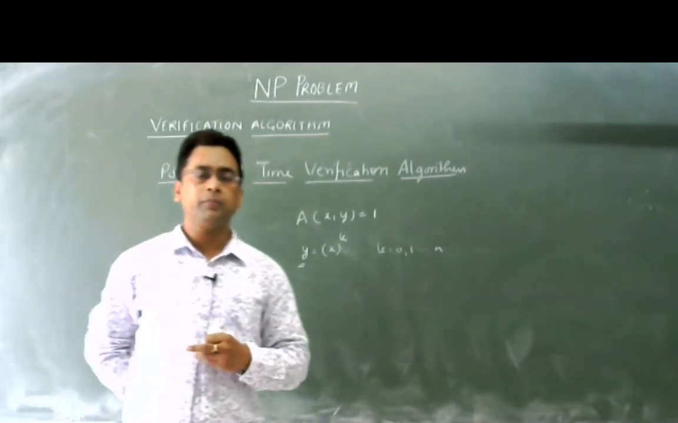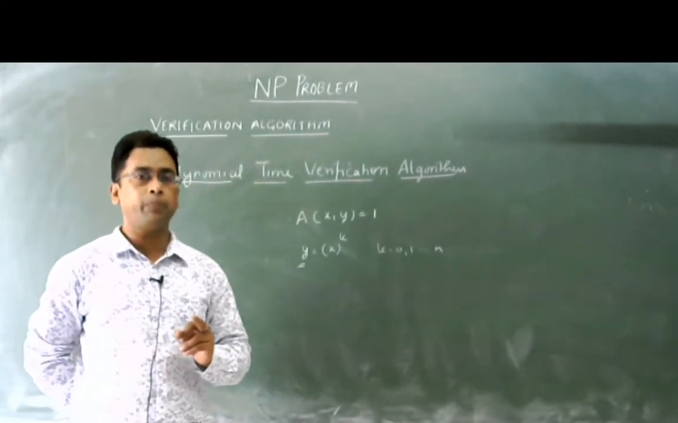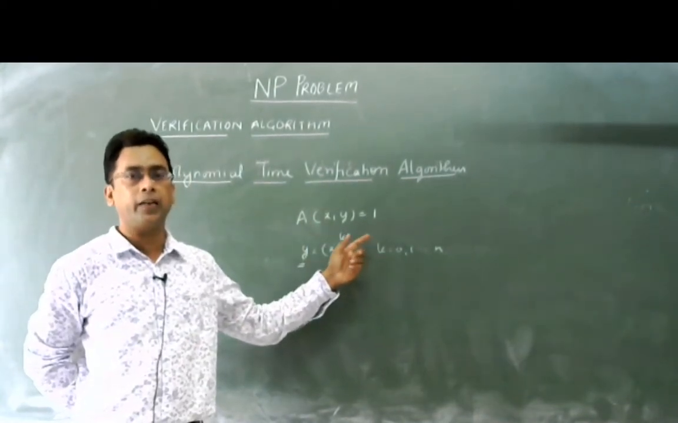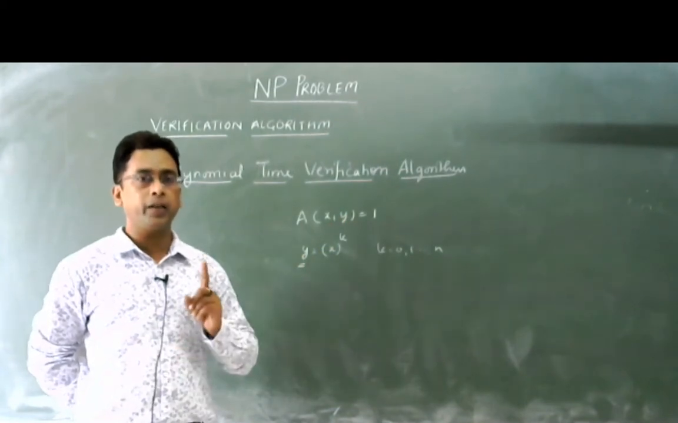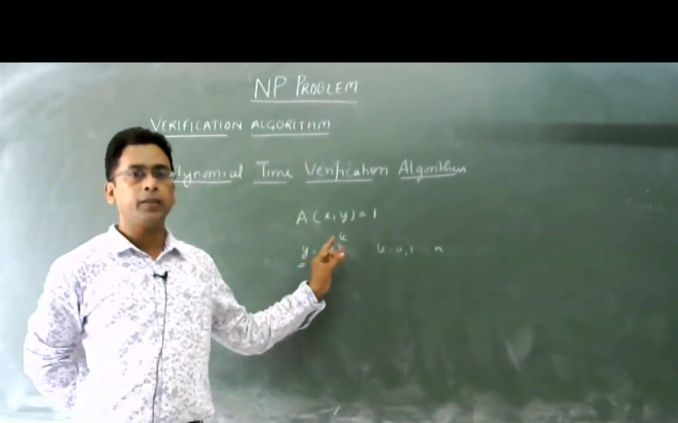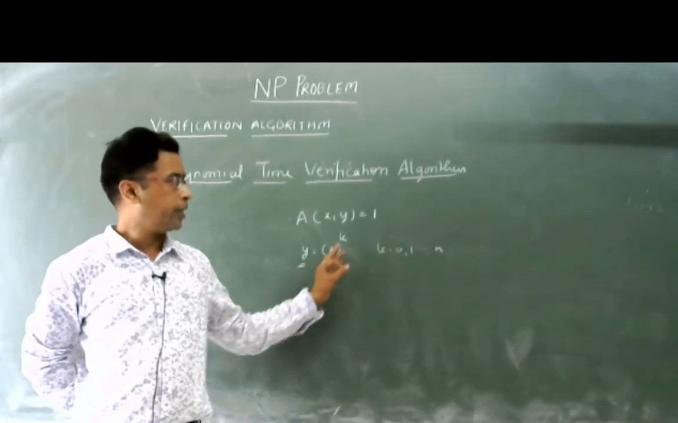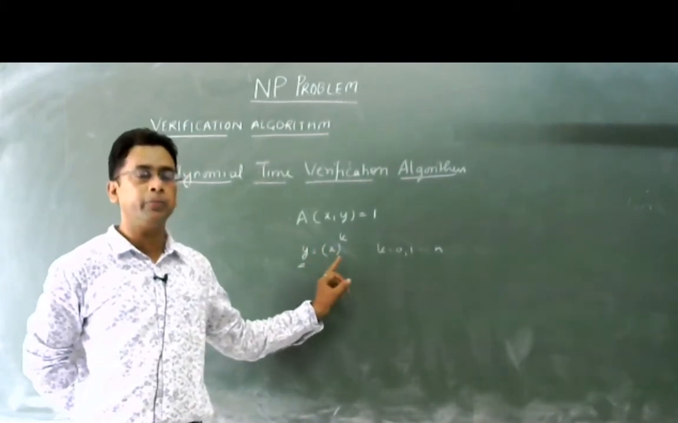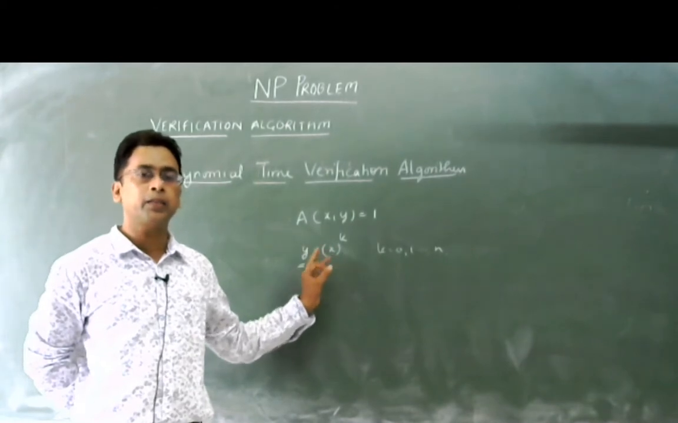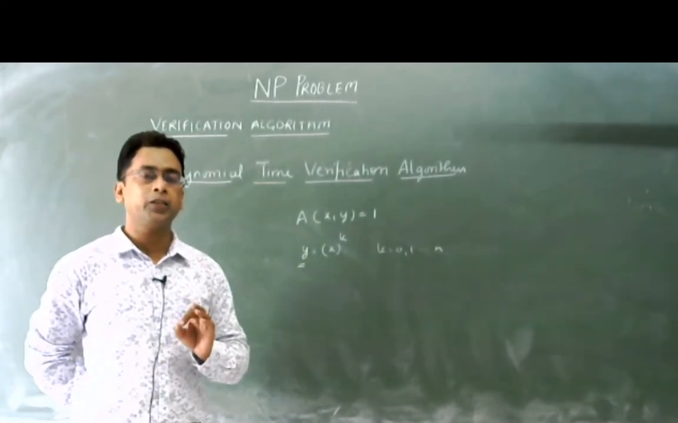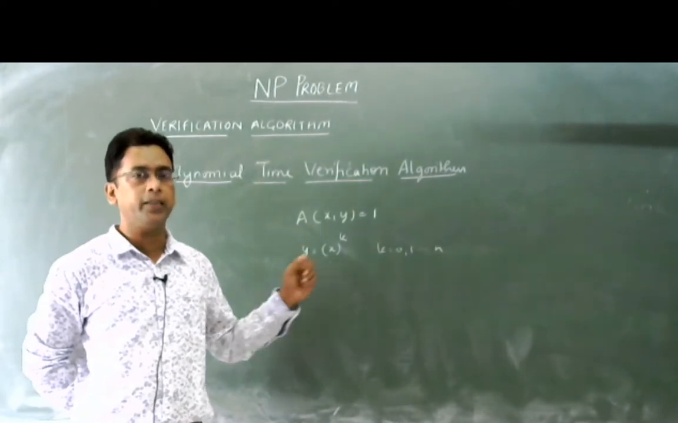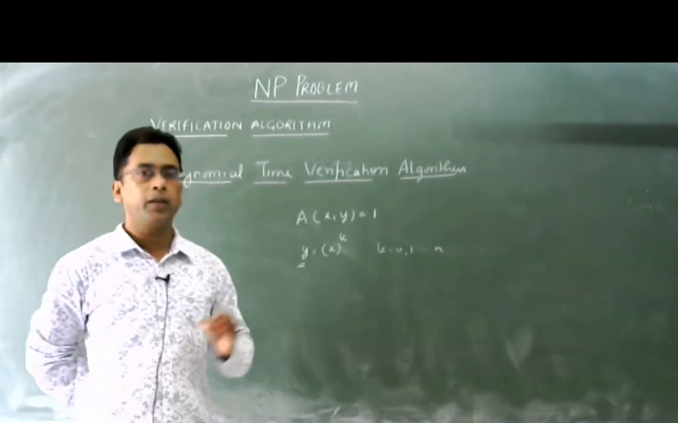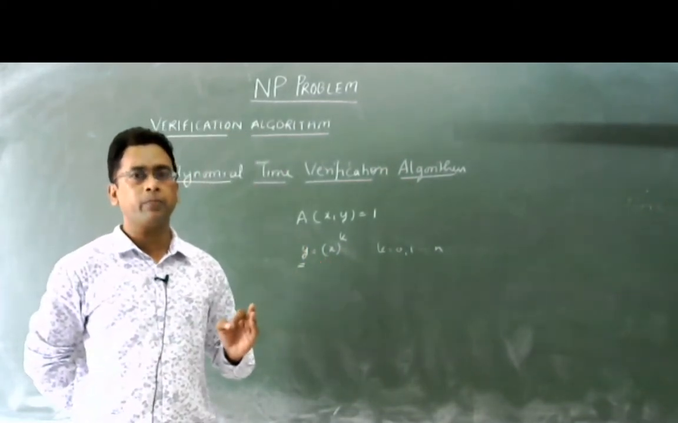So for the algorithm, if its certificate is a polynomial of the given input, and it provides the certificate and gives output 1 if the input is as per the algorithm's defined language, otherwise it will generate 0. But the condition is that there is a relation between x and the certificate, that Y is a polynomial of x. If this condition is satisfied, then the verification algorithm is called a polynomial time verification algorithm.